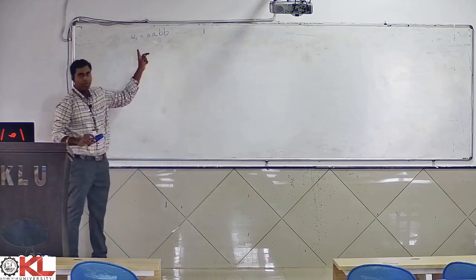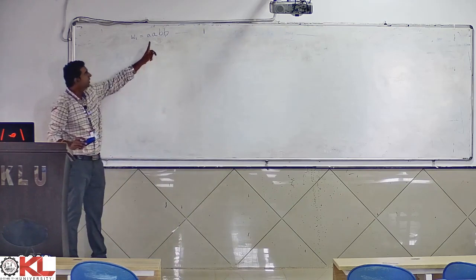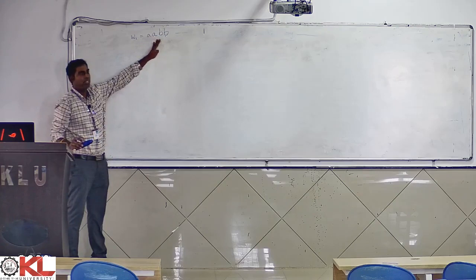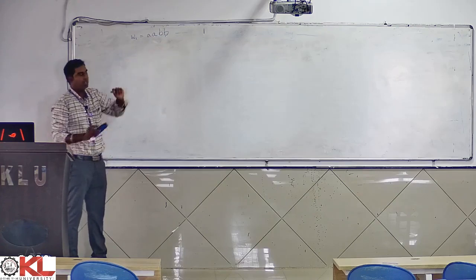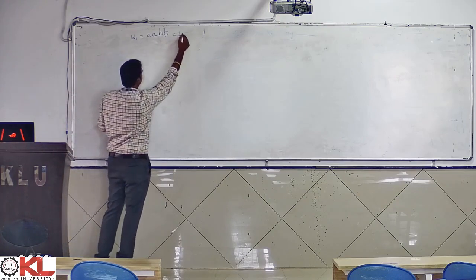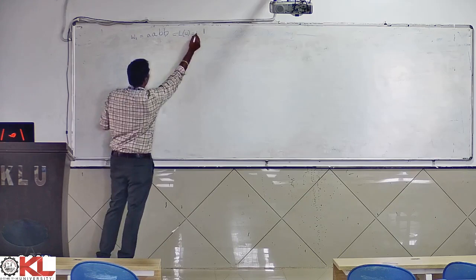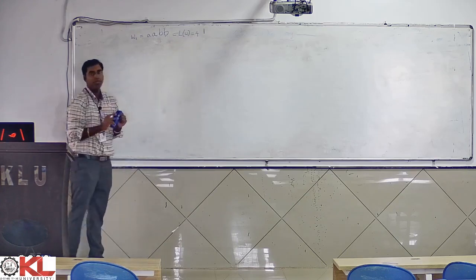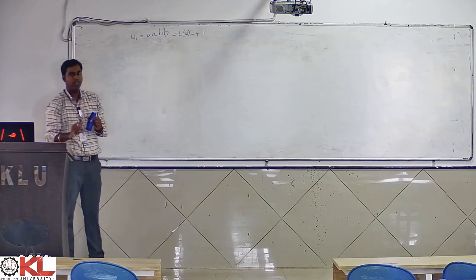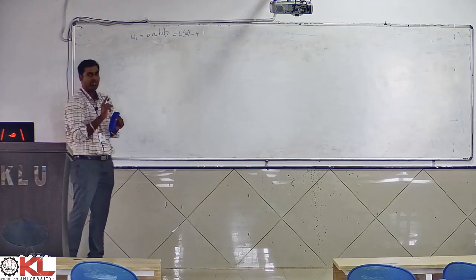So this is the problem given. One sentence is given, AABB. What is the length of this particular string? 4. So the length of the string is 4. Now what we have to do? We have to construct a 4 cross 4 triangular matrix. So that is the first step.